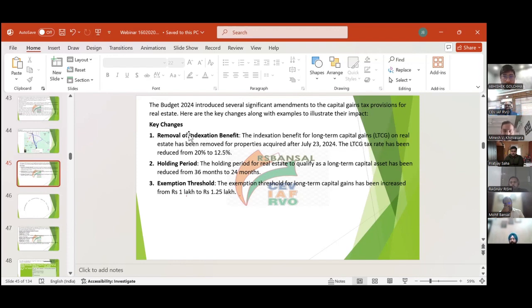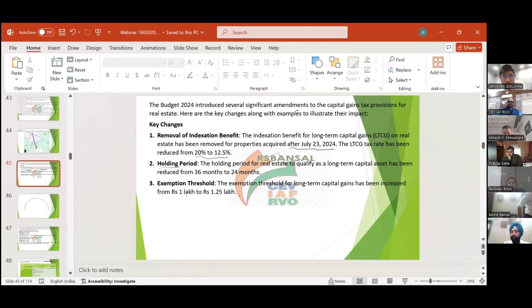First thing is removal of the indexation benefit. The indexation benefit for long-term capital gains on real estate has been removed, for property acquired after July 23rd, 2024. The long-term capital gain tax has been reduced from 20% to 12.5%. And this indexation benefit has been withdrawn.